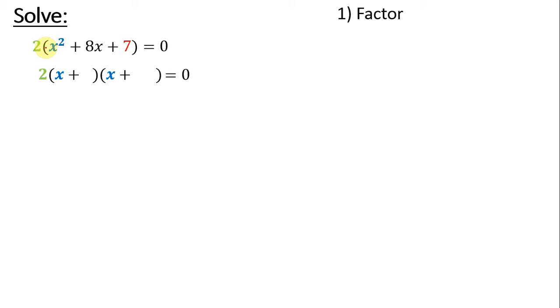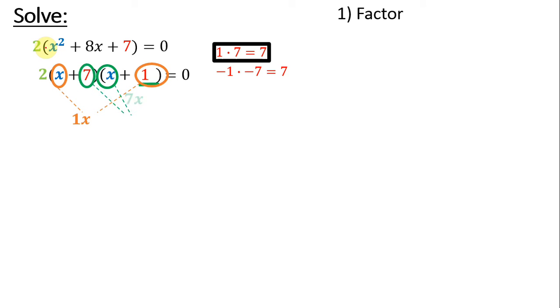I'll think about the numbers that multiply to equal 7. And I will choose 1 and 7 to go in the blanks. 1 times x equals 1x, and 7 times x equals 7x. When I add them together, I get 8x, which is my middle term.